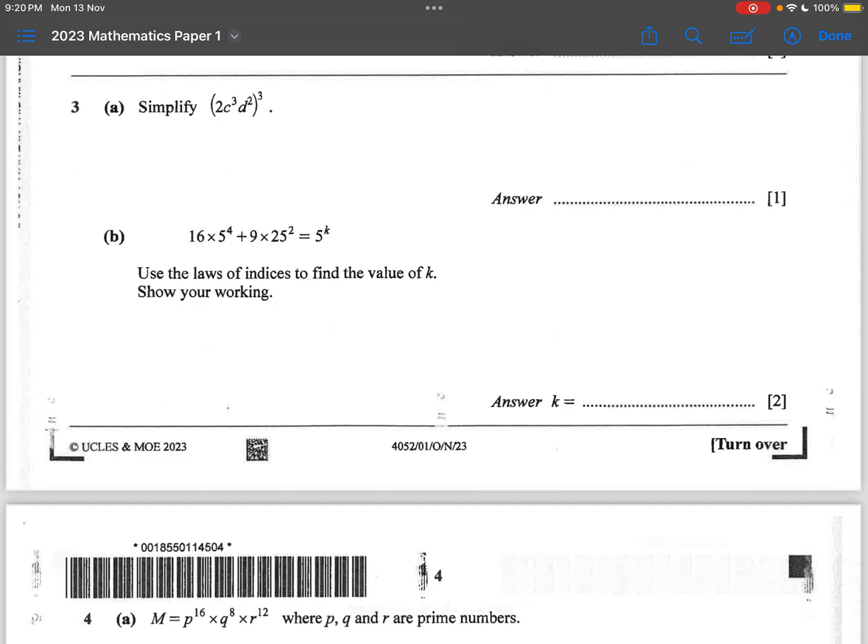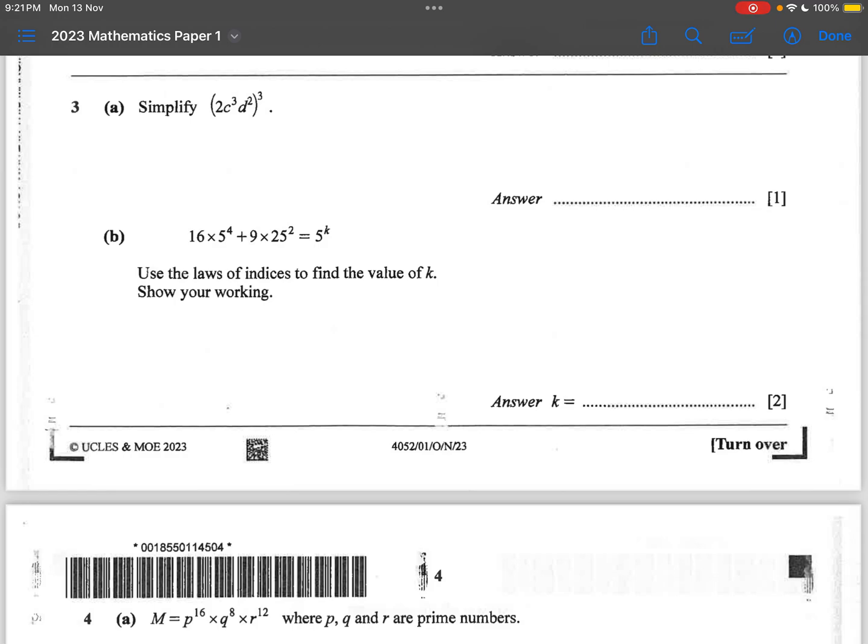Hi, on the screen I have the 2023 paper for the Singapore Cambridge GCE O-Level Mathematics Syllabus 4052. Today we'll be looking at paper 1 and we're going to do question number 3. Now this paper is for the revised mathematics syllabus, which is syllabus 4052, with 2023 being the first year of examinations.